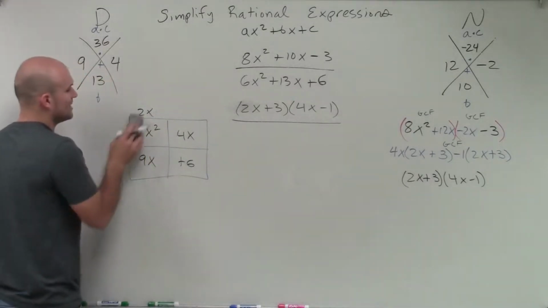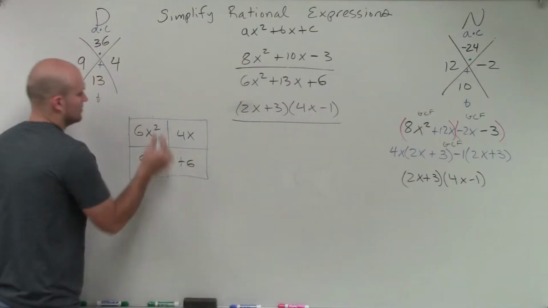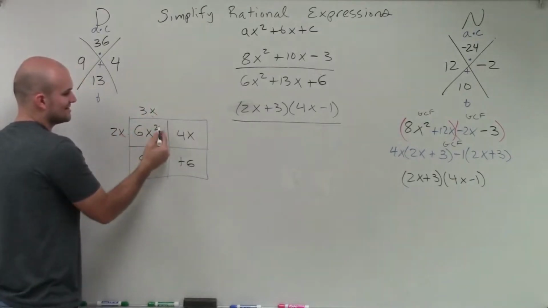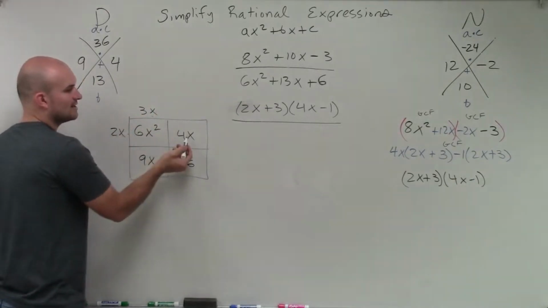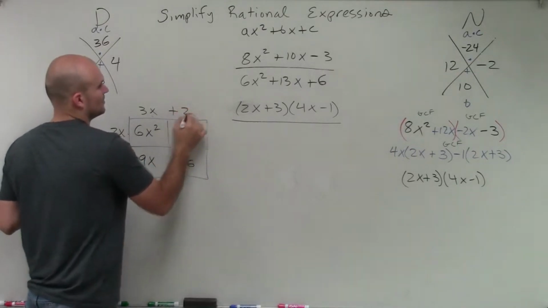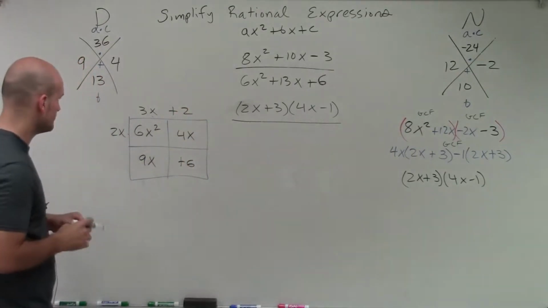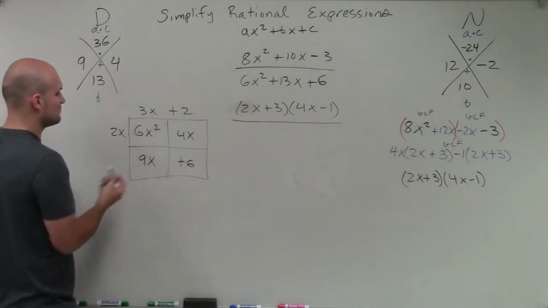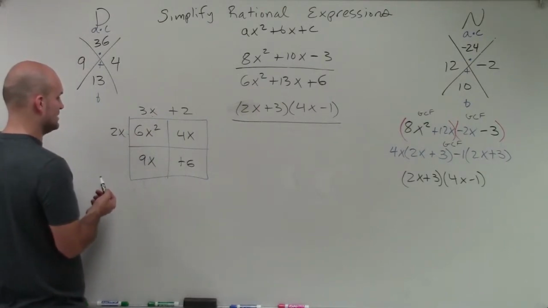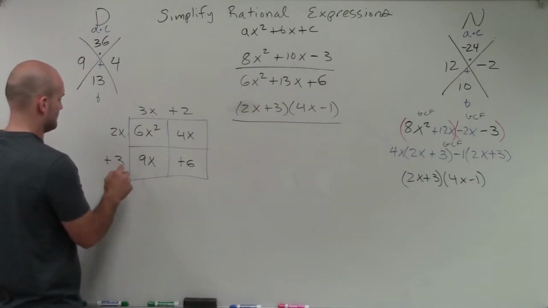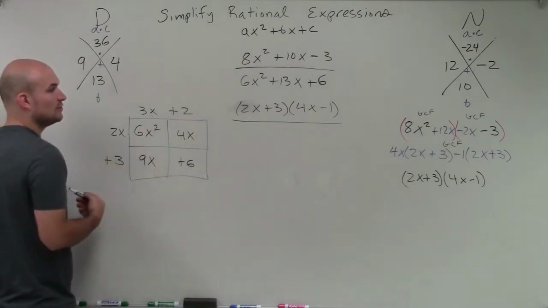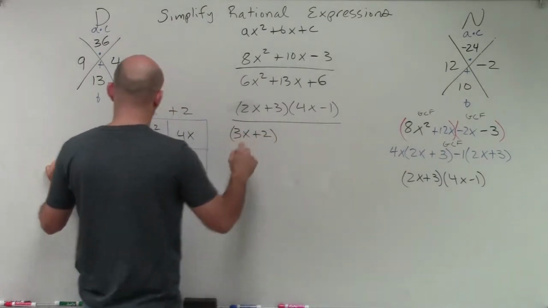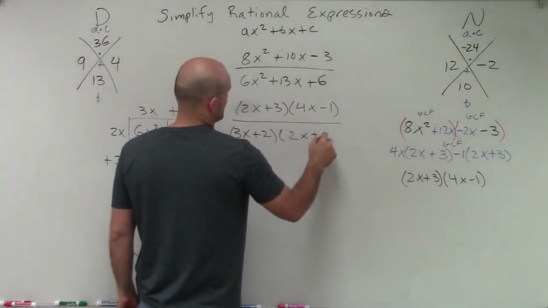So let's rewrite them the other way. All right, 3x times 2x gives us 6x squared. 2x times what gives us 4x? Well, that's going to be plus 2. And then over here, 3x times what gives us 9x? So that's going to be plus 3. So therefore, now those are my two factors. So I can rewrite them as 3x plus 2 times 2x plus 3.